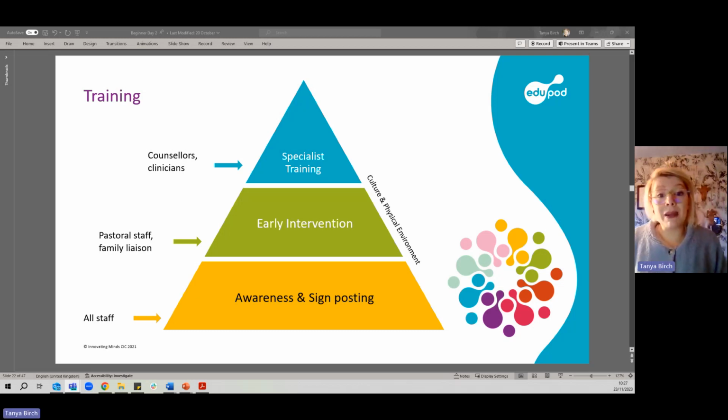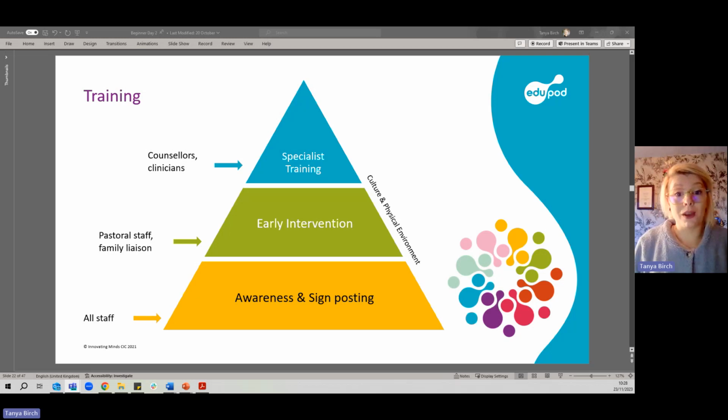In terms of CPD and any other training, the way I try to look at it is in this triad approach. So on my screen here, you can see the triangle, and at the bottom, what we're looking at is awareness and signposting. So this is really for all staff. And when I say all staff, I really do mean all staff. Please don't forget your reception and admin staff, your catering staff, your cleaning staff. Everybody in your whole school community should have some training around awareness and signposting.